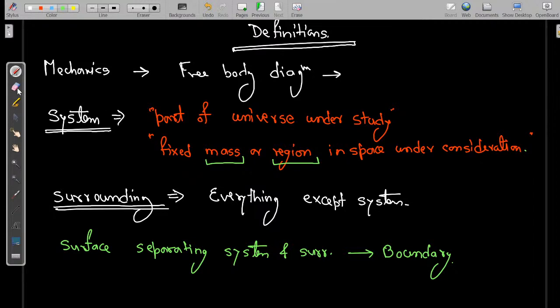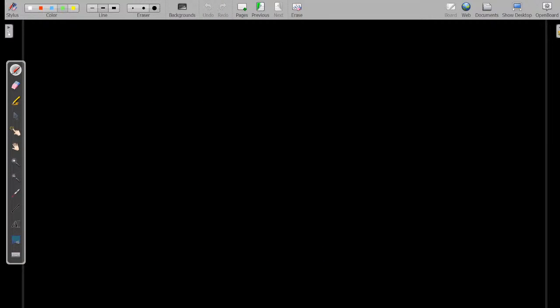Then boundary can be different types. It can be movable or fixed, and it can be real and imaginary.